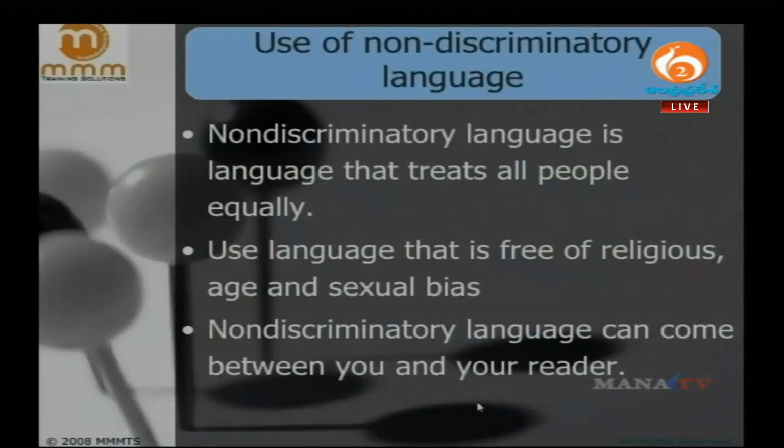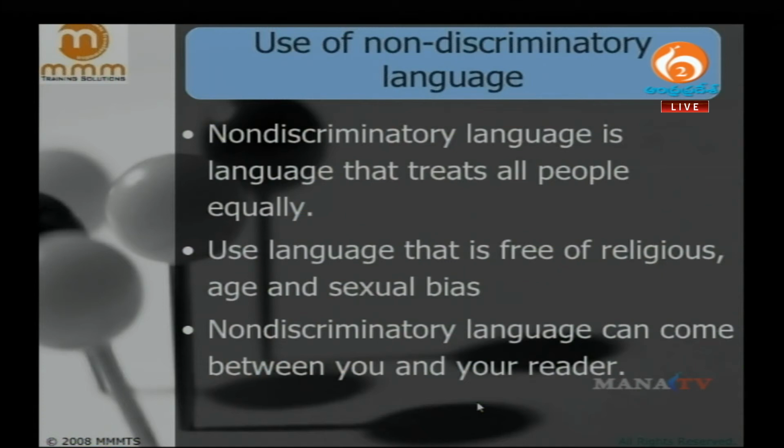Use of non-discriminatory language, let's discuss this. Let's look at the slide to understand this clearly. I would recommend you look up the meaning of the word, but it means that you do not discriminate against anybody through the word choice you have selected, through the language that you are trying to convey. Non-discriminatory language is language that treats all people equally. Use language that is free of religious, age and sexual bias. Non-discriminatory language can come between you and the reader. So, let us discuss this a little in detail.